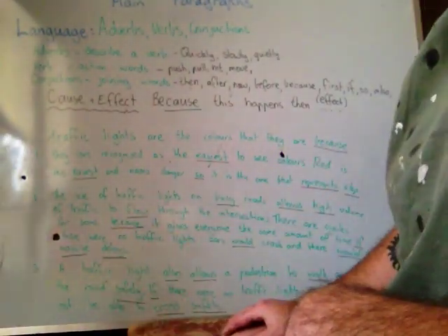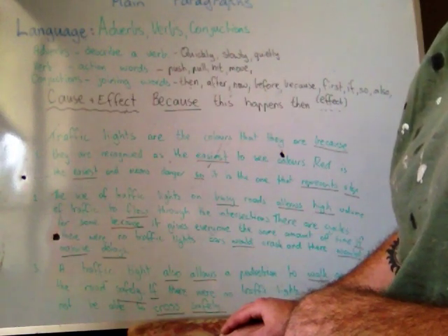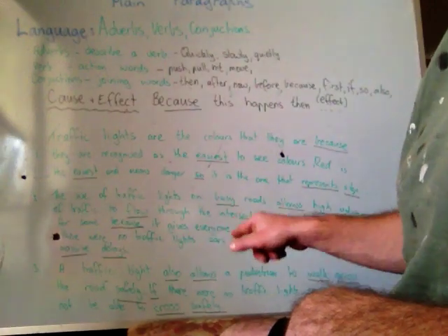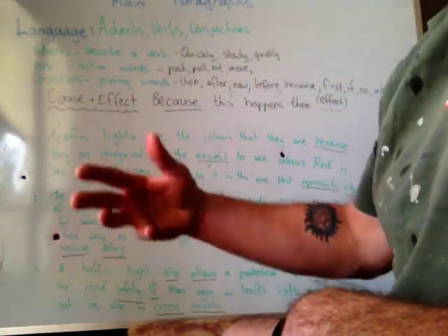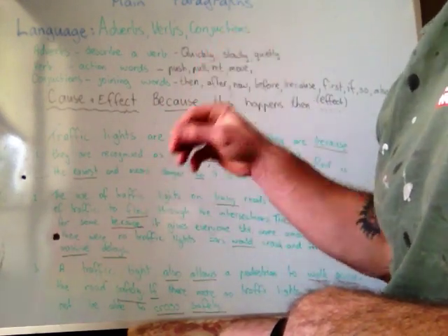And then the last one, a traffic light also allows a pedestrian to walk across the road safely. If there were no traffic lights, people would not be able to cross safely. All right, once again, that explains why there are traffic lights in the world.